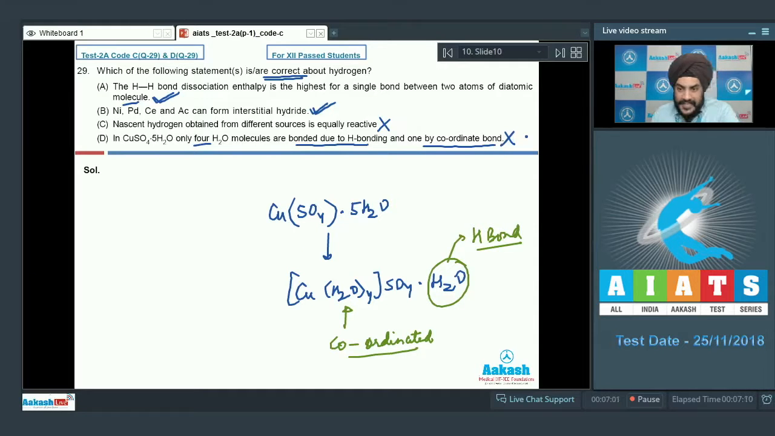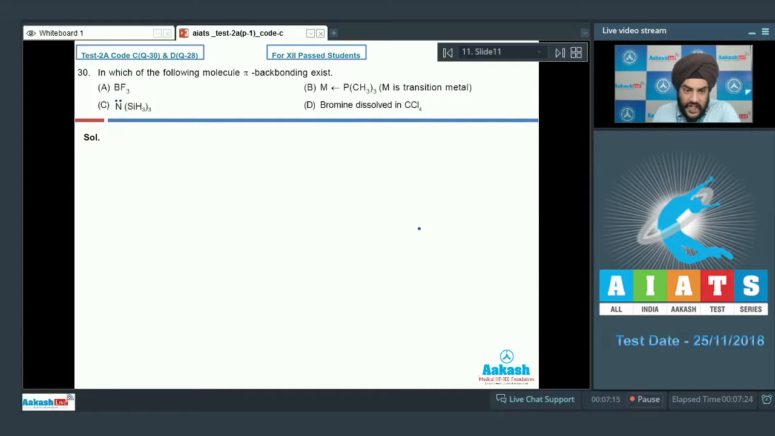And in the question, we have to select the correct statements. So students, we have to mark option A and option B as the correct answer to our question. Let us look at the next question now. Question number 30. In which of the following molecules does pi back bonding exist?